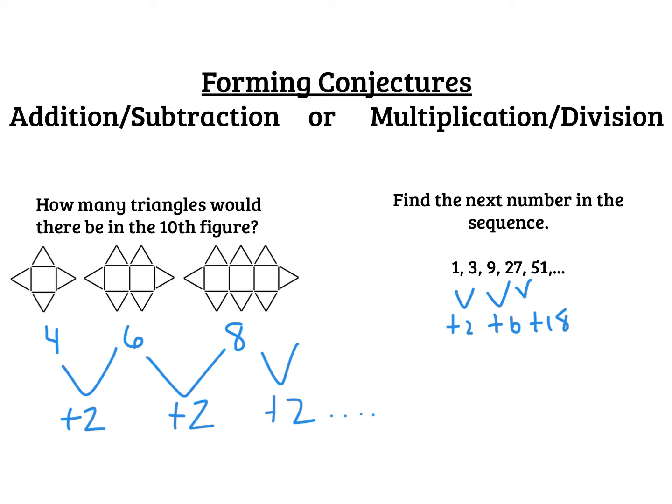Maybe in this scenario it's something different. Let's try multiplying. Maybe that works. So what happens if we multiply this times 3? That works. What about times 3? That works too. Okay, I found my pattern. I multiply times 3 every single time, and now I get 53, the next number.